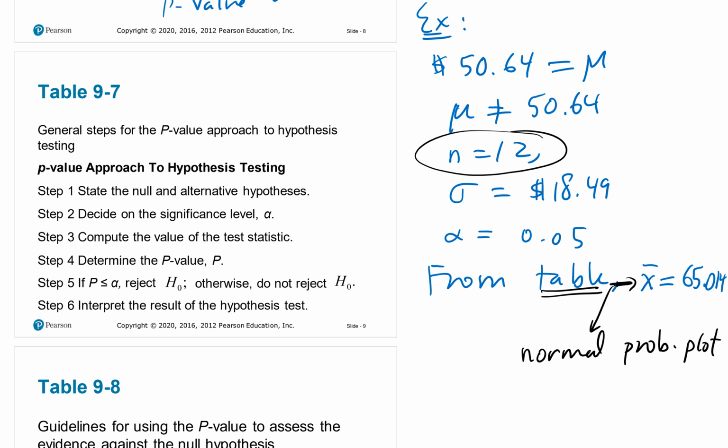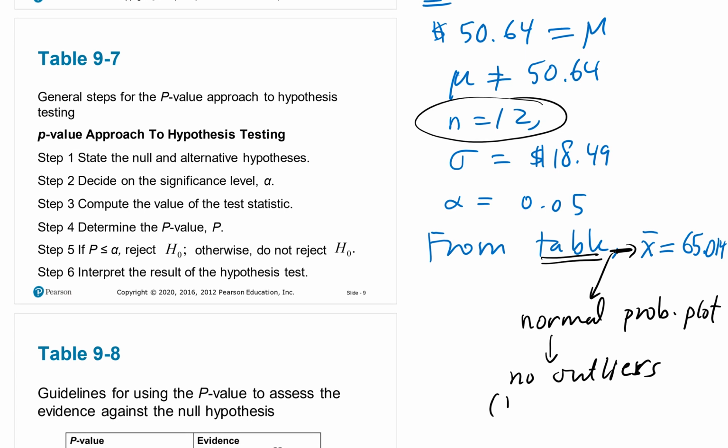That can be done on the calculator. We did that in previous sections. So you put the data in and see if there's any outliers or not, and it will show you there's no outliers. Based on the box plot, as some people call it, there's no outliers, and hence it's normal distributed.